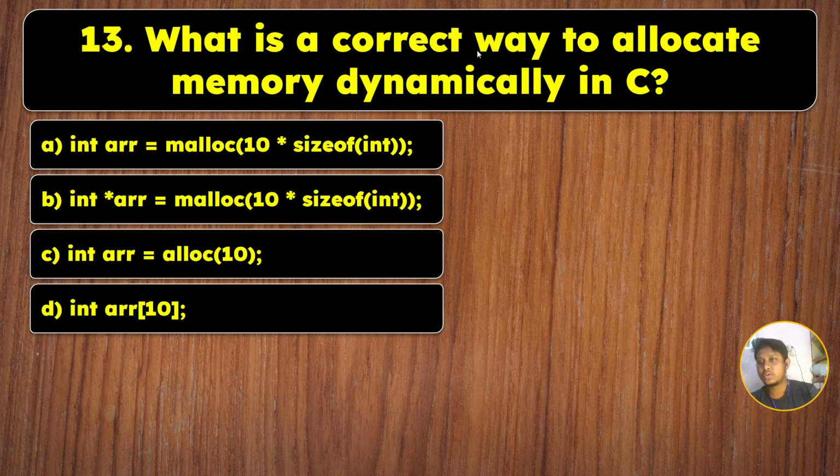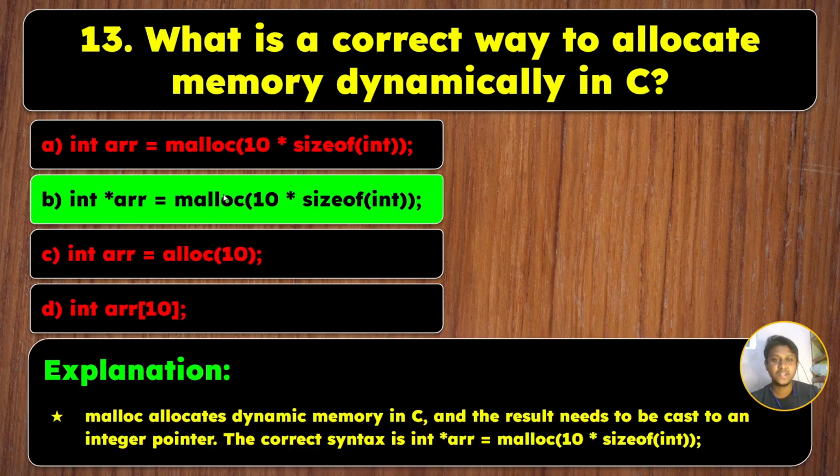What is the correct way to allocate memory dynamically in C? So here we are talking about dynamic memory allocation. Option A is int ARR equal to malloc, and inside that 10 into size of int. Option B says int star ARR equal to malloc, and inside that 10 into size of int. Option C says int ARR equal to alloc, inside that 10. And option D says int ARR, inside the square braces 10. So here the correct answer will be option B.